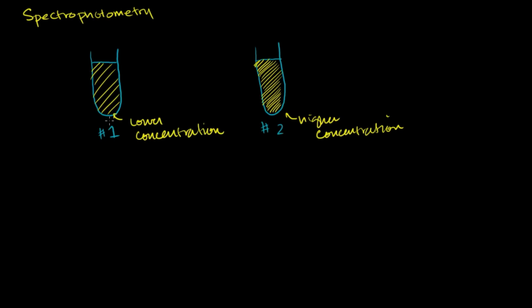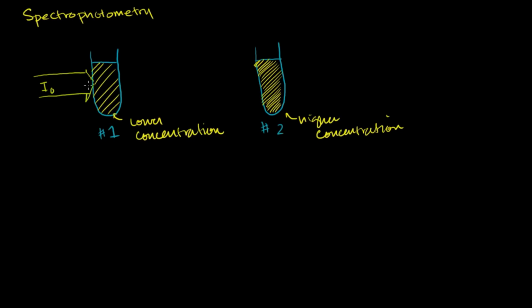Now let's think about what will happen if we shine some light through each of these beakers. Let's just assume that we are shining at a wavelength of light that is specifically sensitive to the solute that we have dissolved in here. But I'll leave that general right now. So let's say I have some light here of some intensity. Let's call that the incident intensity. I'll just say that it's I0.